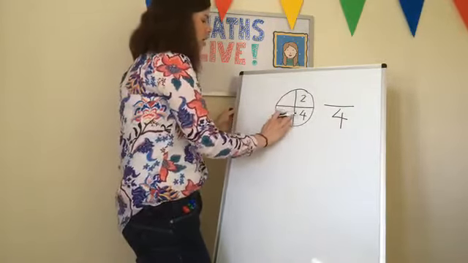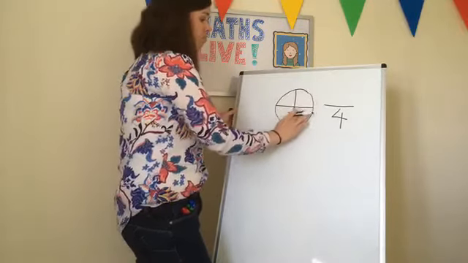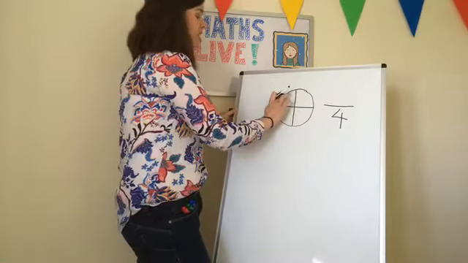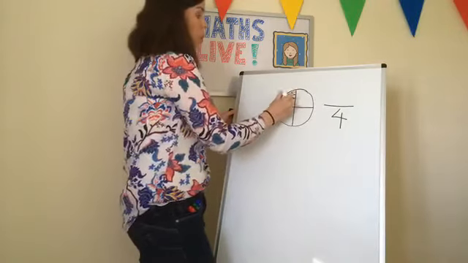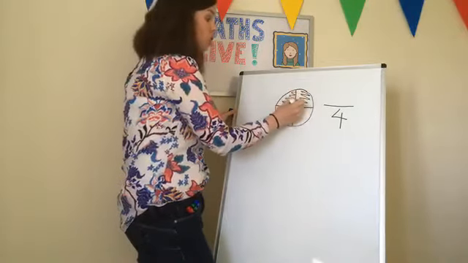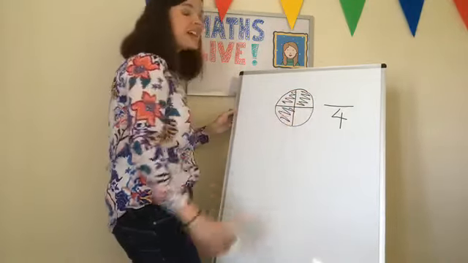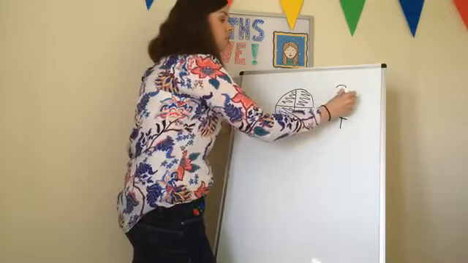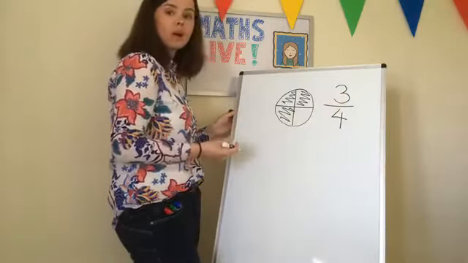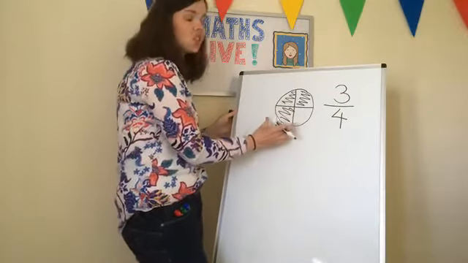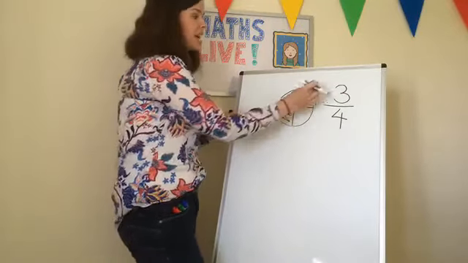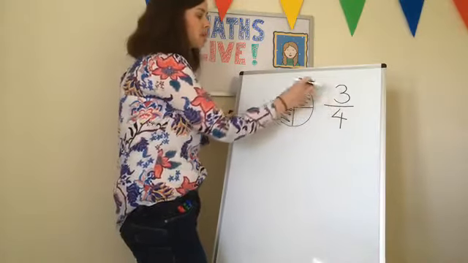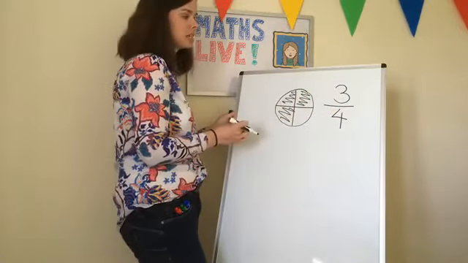Now, I'm pretty hungry, so I'm actually going to have 1, 2, 3 parts of that pizza. So I've had 3 out of the 4 parts. The fraction of the shape that is shaded is 3 over 4. 3/4 of that shape is shaded.